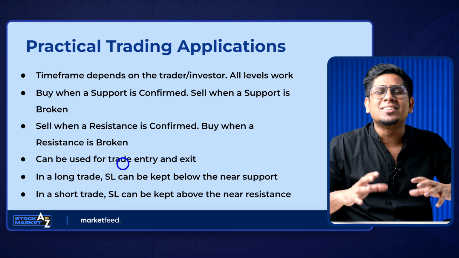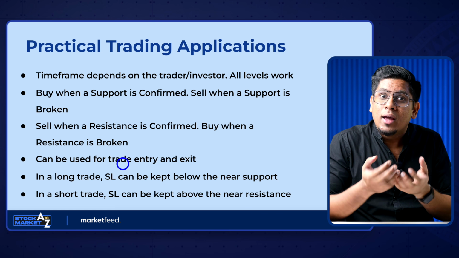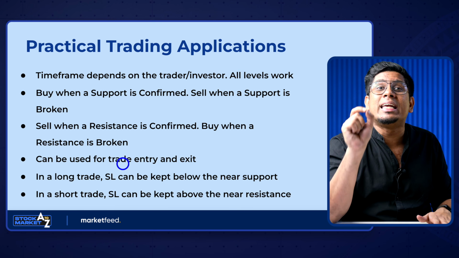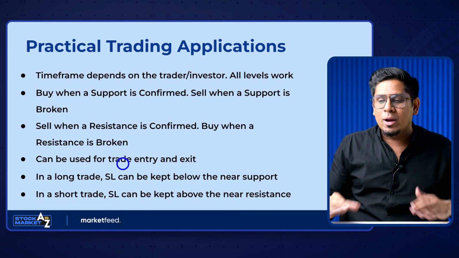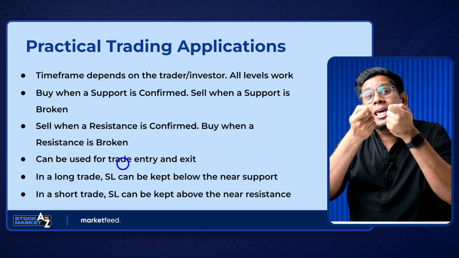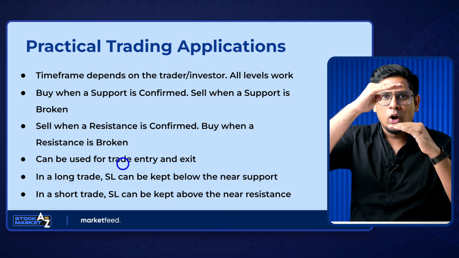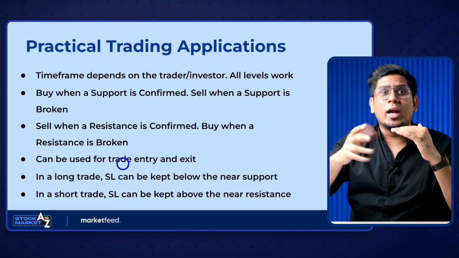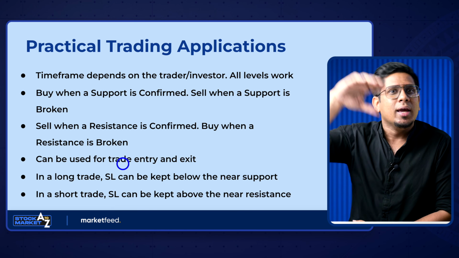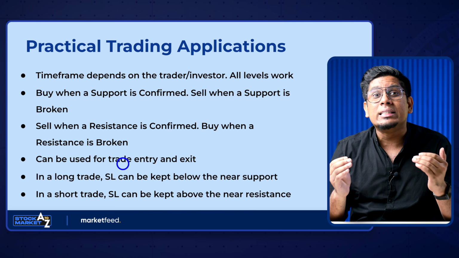Now we spoke about trade entry and trade exit. Now support and resistance are so beautiful and so powerful that even when you are in a trade, apart from helping you in trade entry and exit, it can also help you in setting your stop loss level. For example, when you are in a long trade, if you have bought a stock, you can keep the stop loss below the near support. Because if you're in a long trade, the stock can move down, right? It is not like you entered a long trade, you bought a stock, it can only move up and up and up. It can come down also. So you have to keep an intelligent SL. Where can you keep an intelligent SL?